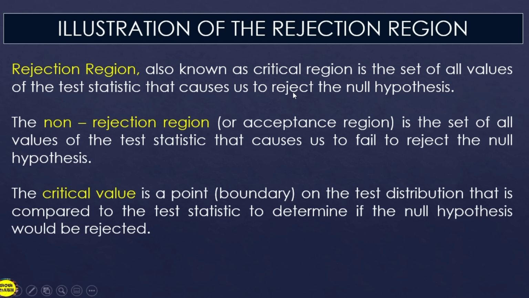The critical value is a point or a boundary on the test distribution that is compared to the test statistic. So, pag sinabi natin statistic, that is the measurement or quantity on the sample, di ba? Pinag-aralan natin yan, how to compute the parameter and statistic sa previous video lesson natin. So, pwede nyo yung panoorin to determine if the null hypothesis would be rejected.